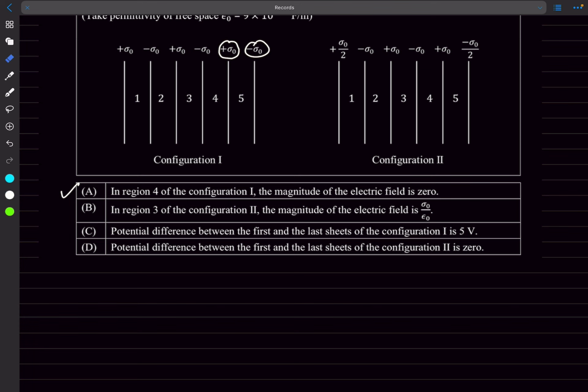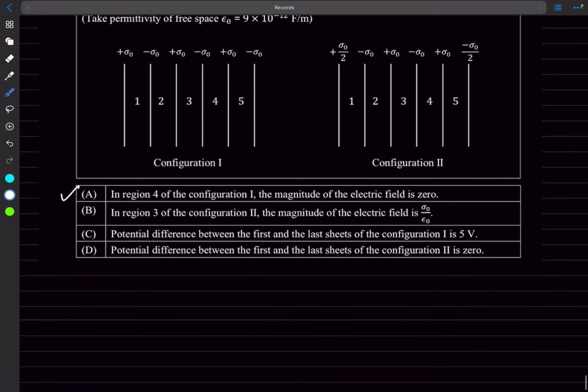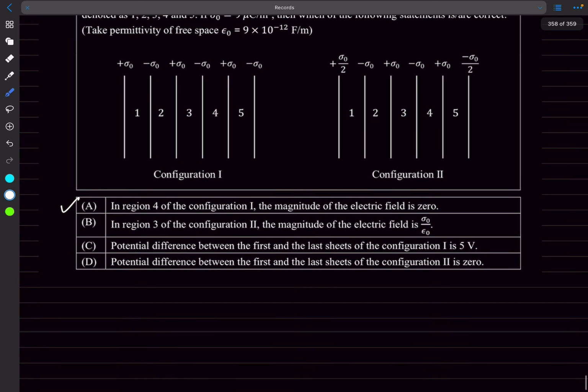So the plus and minus, they mutually kill each other, right? So similarly, the other two plus minuses also kill each other at the location 4, and the answer is 0. In region 3 of the configuration 2, the magnitude of electric field is sigma by epsilon naught. Okay, so over here, now here you have to be a bit careful.